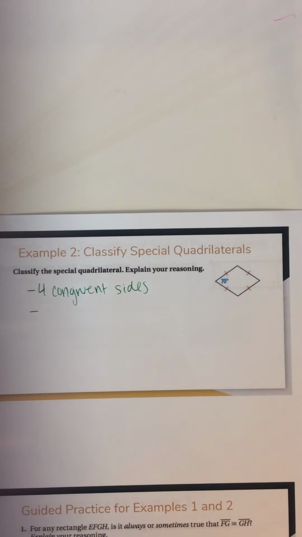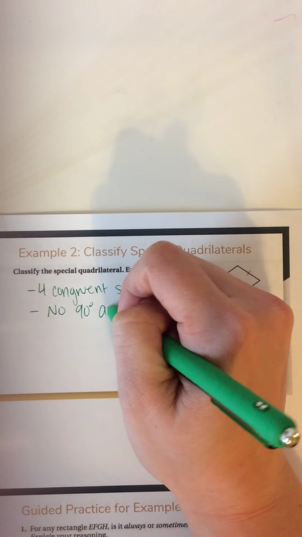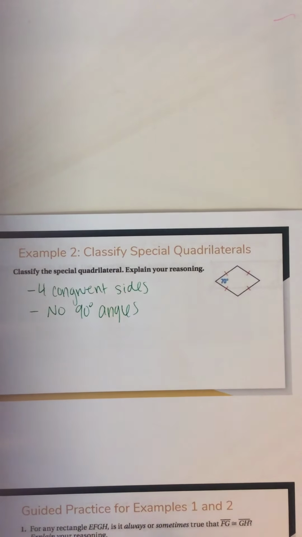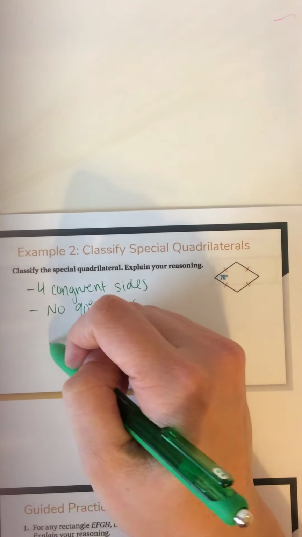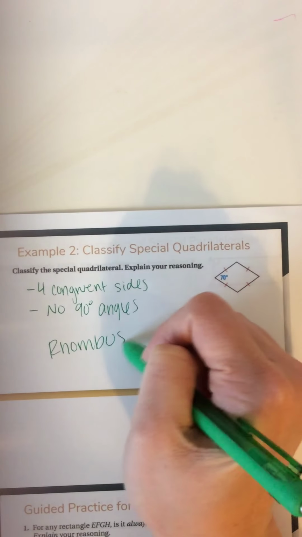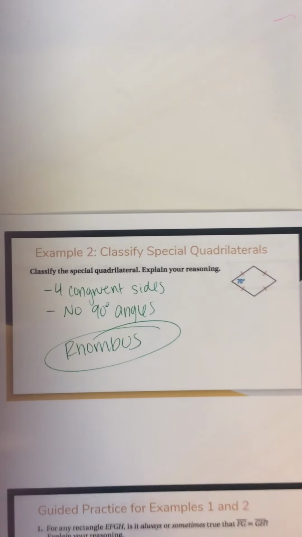So we have 4 congruent sides, but there's no 90-degree angles, which limits that square, right? A square has to have 4 90-degree angles, but since there's no 90-degree angles, we would say this is a rhombus. And that's the logic you're looking at when you're going to classify a quadrilateral. What properties does it fit? What properties does it not fit? Limit your choices there. In this case, since we had 4 congruent sides, but none of the angles were 90 degrees, we knew that it was just a rhombus.